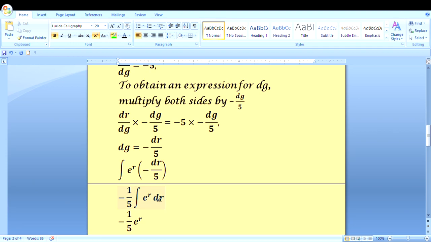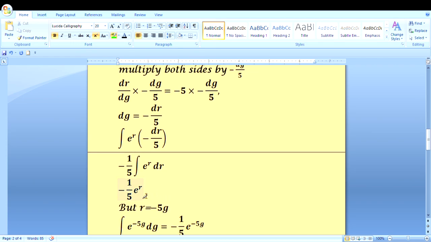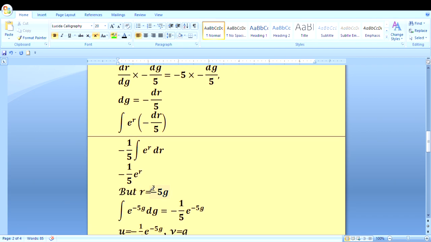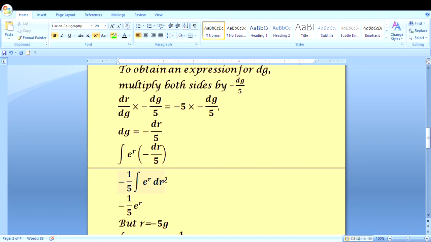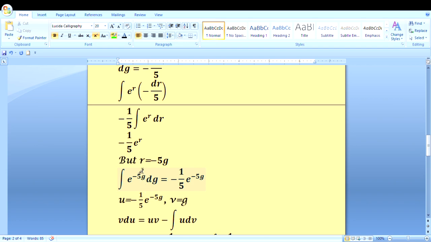Okay, so here we can easily integrate. To integrate exponential r is the same thing as exponential r. To integrate this with respect to r is also known as exponential r. So this becomes minus 1 over 5 exponential r. But we recall that r is equal to minus 5g, so we substitute it here, so that the integral of exponential minus 5g dg is equal to minus 1 over 5 exponential minus 5g.